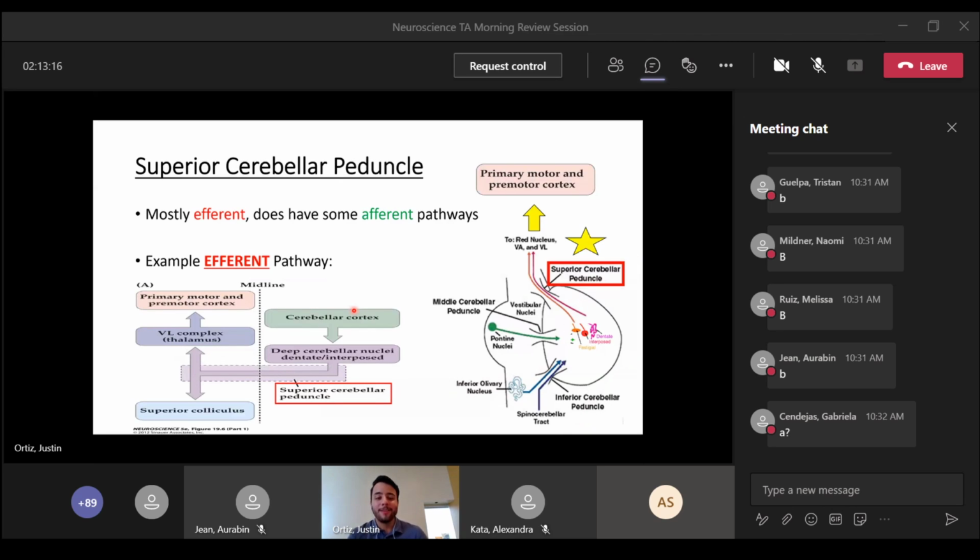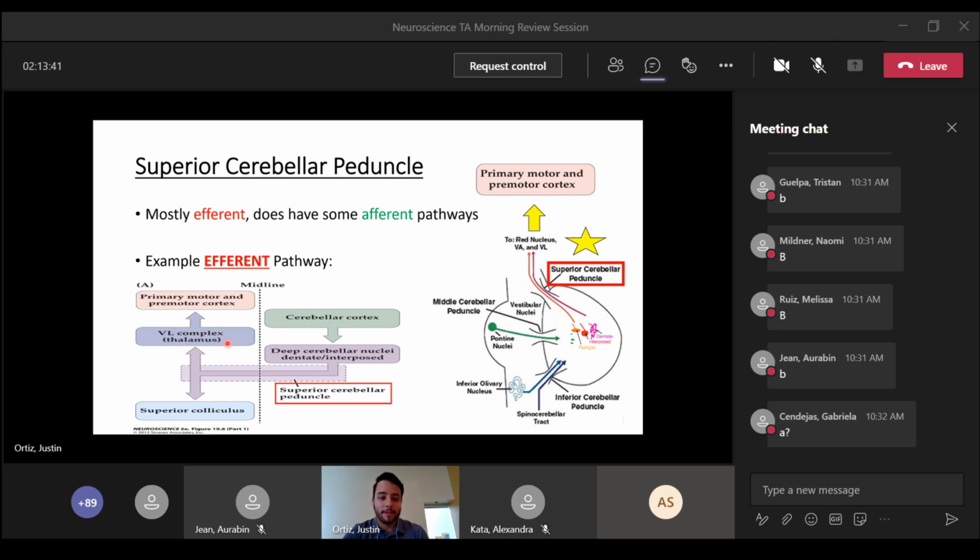And then lastly, we have our superior cerebellar peduncle. So these are mostly efferent, and I do have some afferent pathways, but here's an example of an efferent, right? So here's our superior cerebellar peduncle. It's kind of like, okay, we have our cerebellar cortex, right? Remember, what's between the cerebellar cortex and the deep cerebellar nuclei? Just a bunch of axons, right, which connect to them via the superior cerebellar peduncle.